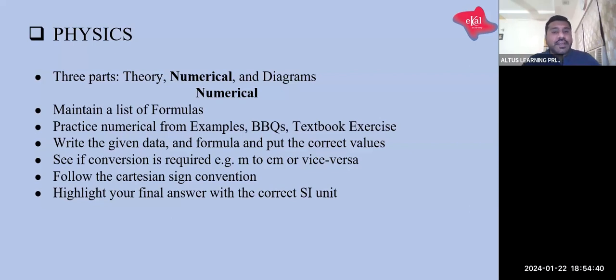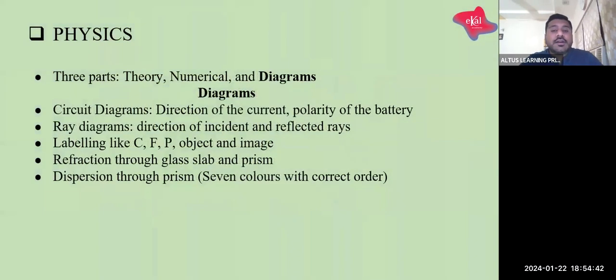So this was all about theory and numericals. Let us see what are the important points which we have to keep in mind when it comes to drawing the diagram. There are two areas basically. One is the light chapter and Human Eye and Colourful World, and the second is electricity and magnetism. In electricity and magnetism, there are circuit diagrams. When you are drawing any simple or complicated circuit diagram, you have to show the direction of the current along with the polarity of the battery, because these are the small things which make a big difference.